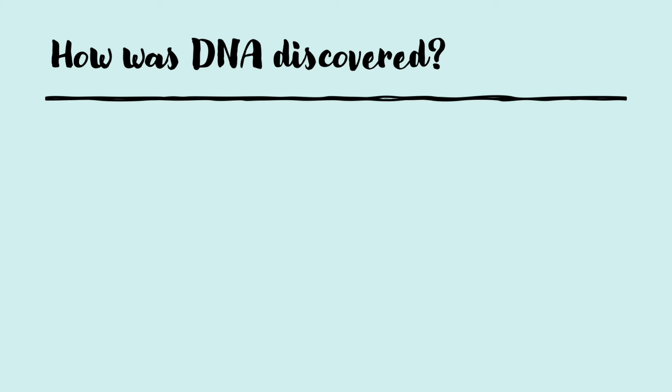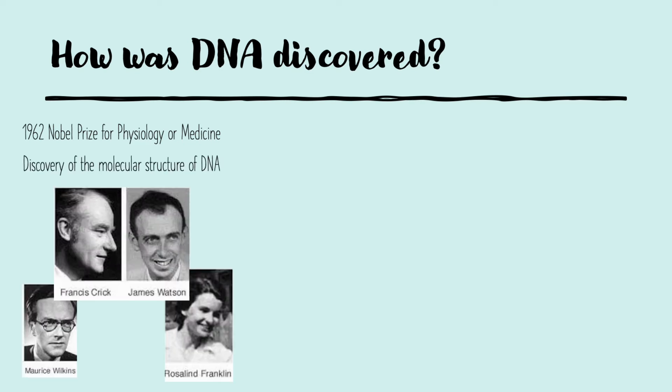But how was DNA discovered? In the early 1950s, American biologist James Watson and British physicist Francis Crick came up with their famous model of the structure of DNA. They were awarded the Nobel Prize in 1962 along with another scientist called Maurice Wilkins. Can you go away and work out what he contributed?